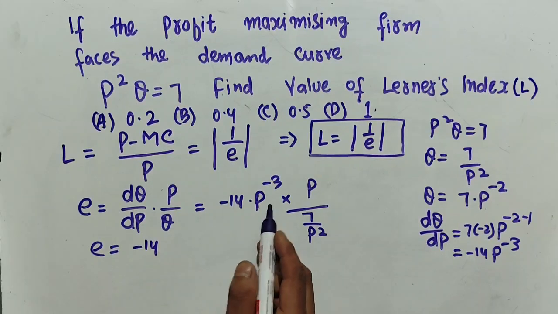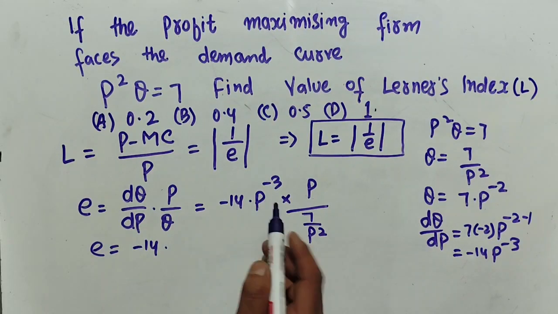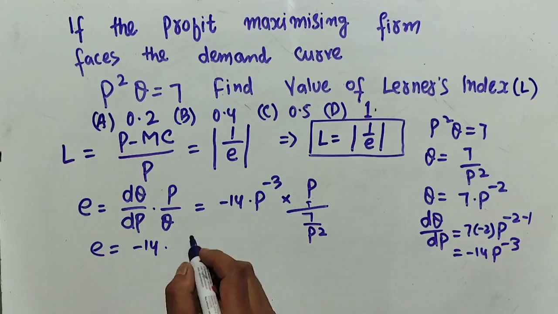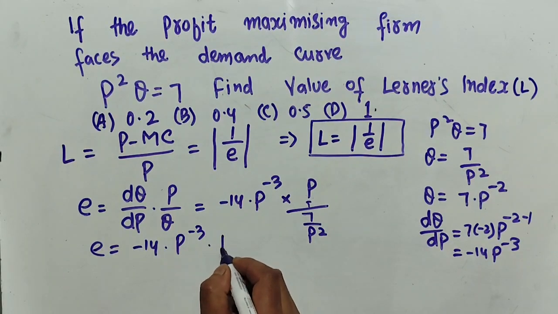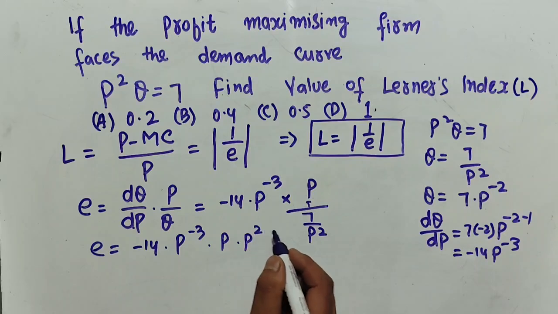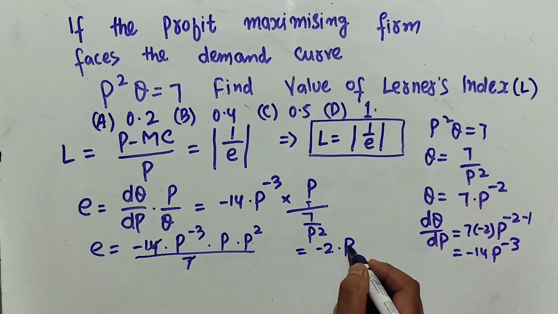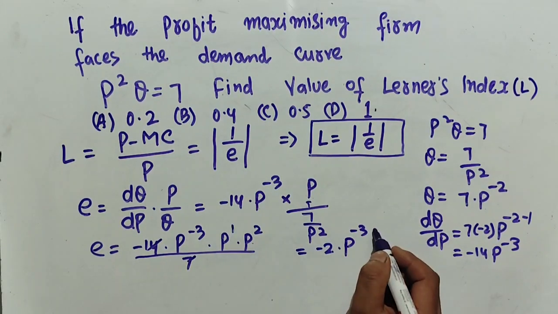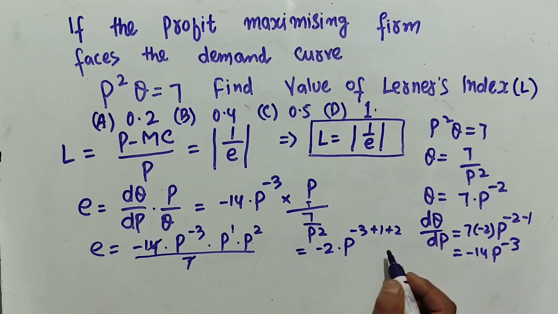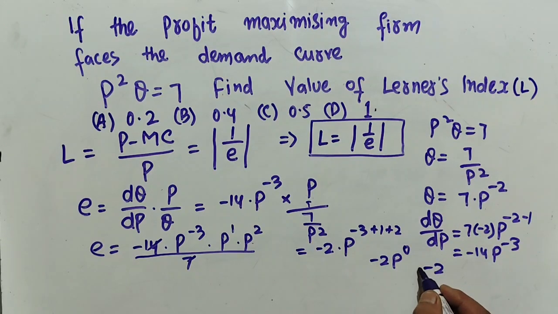So solving further, elasticity will be equal to negative 14 times, if I reciprocate it here, we will get P raised to the power negative 3 times P squared divided by 7. Solving further, 7 ones are 7, 7 twos are 14, so we get negative 2 times, since bases are same, we can add the exponents, so the exponent becomes negative 3 plus 1 plus 2. So here we will get minus 2 times P raised to the power, this sums up to 0, and anything raised to the power 0 is 1, so we get negative 2.